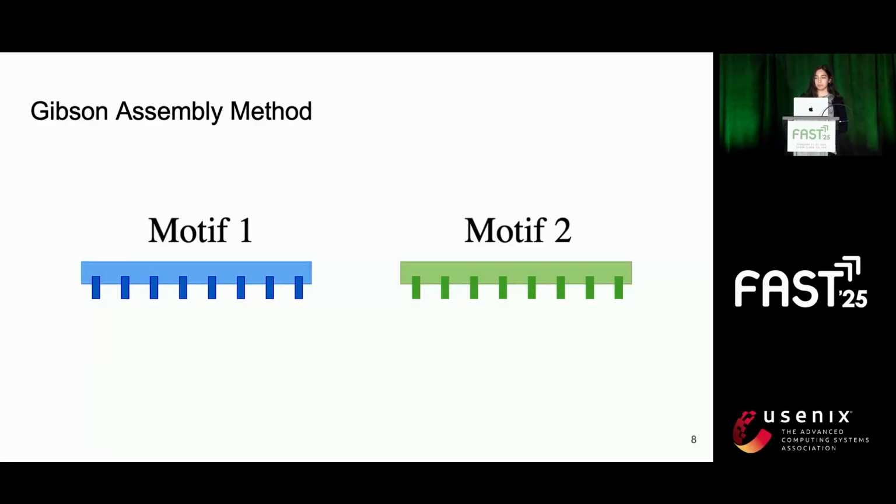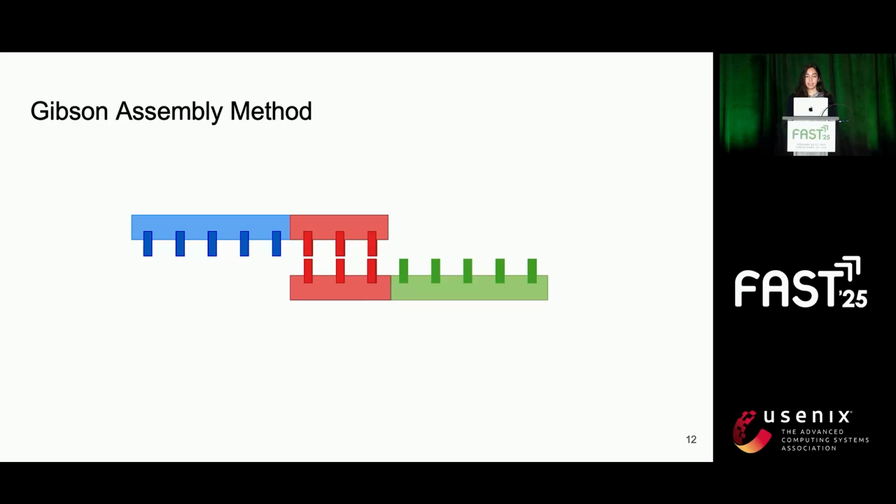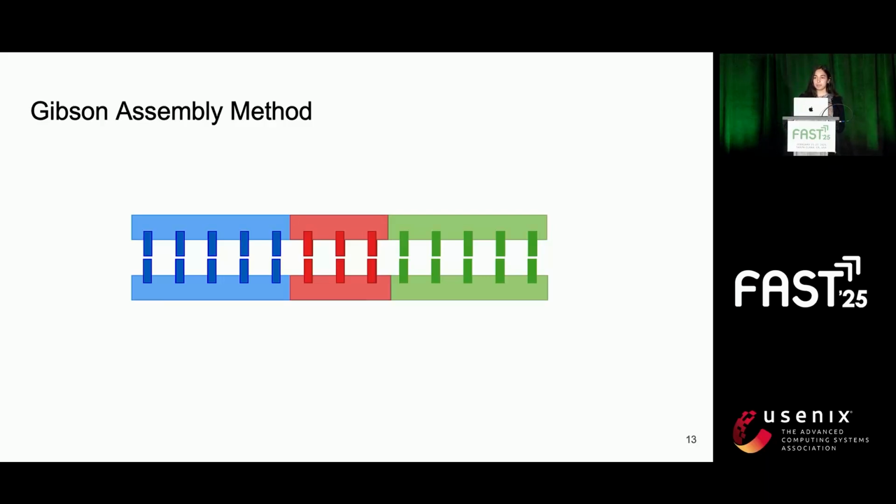Now, the way they can be assembled is by using a method called the Gibson assembly method. To illustrate this, I simplified it by just showing 2 motifs here. So we have motif 1 and motif 2. And the way you can assemble them is that they will have an overlapping region. This overlapping region will allow them to bind to each other. And then all of the missing bases can be filled in, and you end up with a new sequence which consists of the 2 motifs that we had. So this overlapping region is called key.